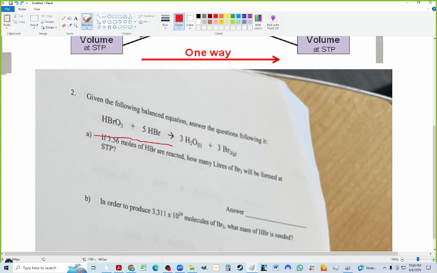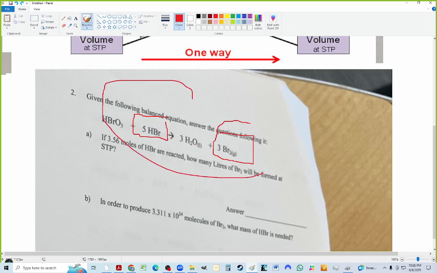Well, in number A, they start with 3.56 moles of HBr. They want, and then how many liters? So it goes to liters now. Of Br2 will be formed at STP. Now I've circled the thing. What's the mole relation? I've put red squares. It's 5 to 3. 5 moles of HBr to 3 moles of Br2.